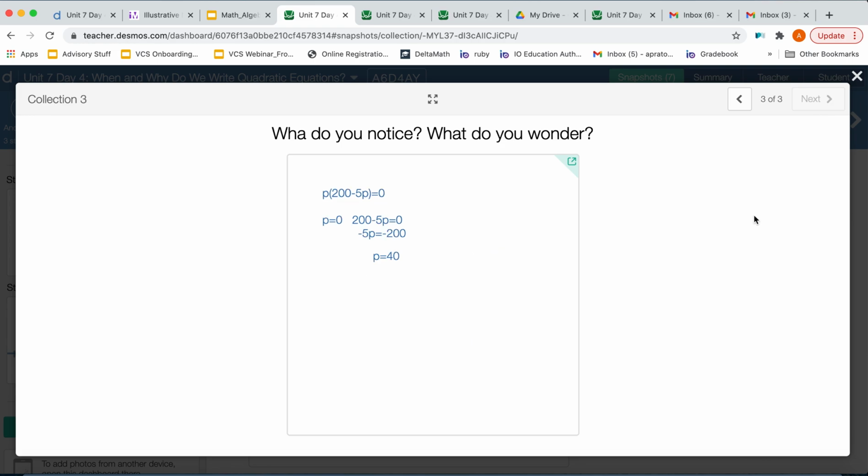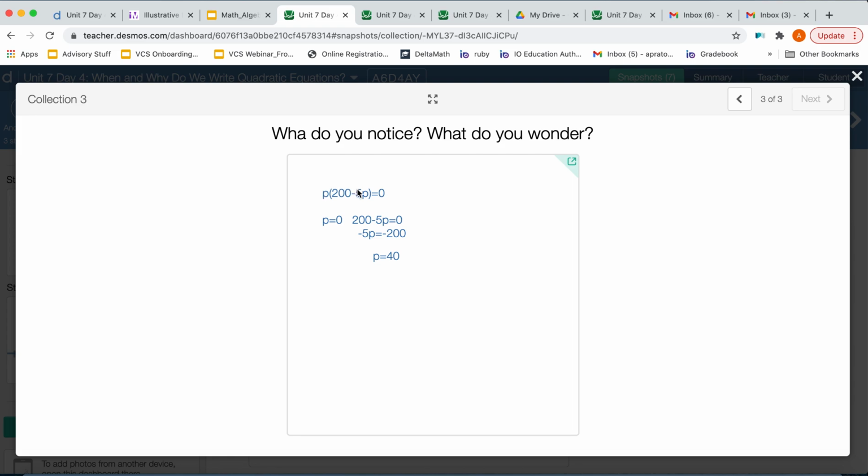What do you notice? What do you wonder? And now we're really driving home this idea of zero product property and getting students to think about how to solve using algebra. Why did they say P equals 0 right away? How are they able to figure that out? What do you know about multiplying by 0? What happens to any value when you multiply by 0? If I substitute 0 in here for P, what's going to happen to this whole side of the equation?